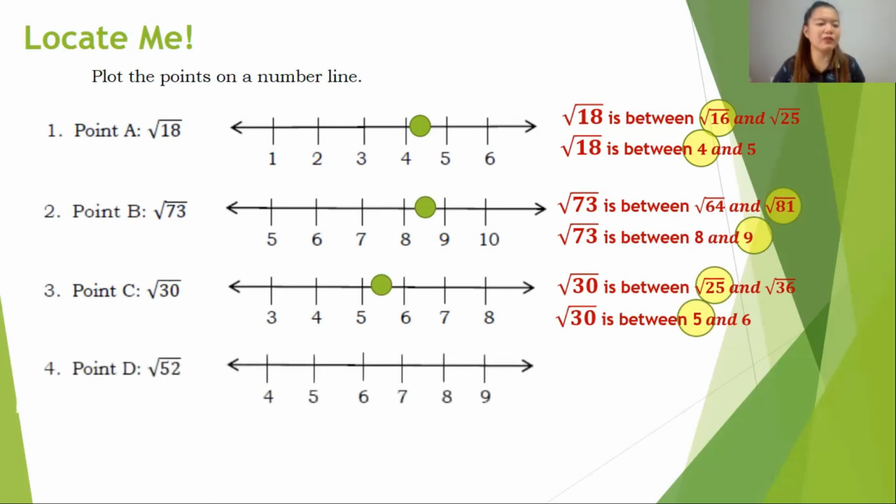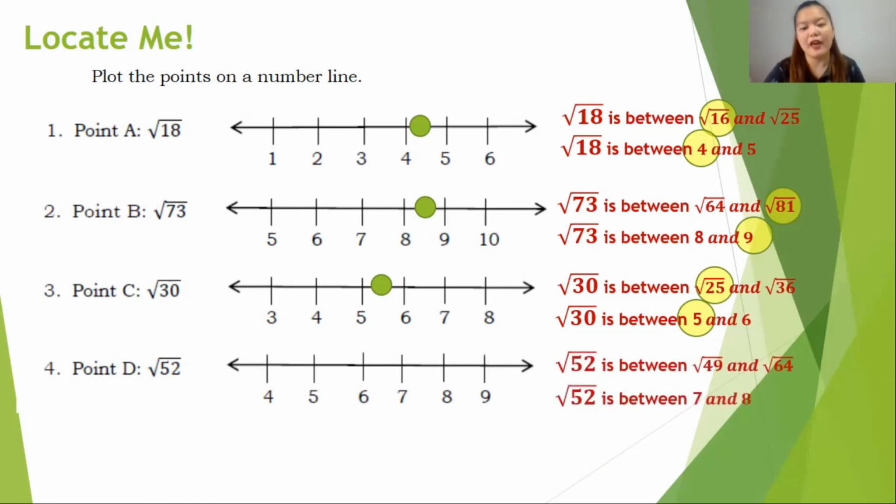And then point D is the square root of 52. The square root of 52 is between the square root of 49 and the square root of 64. And we know that the square root of 52 is between 7 and 8. And 52 is closer to 49, therefore it is closer to 7. Kaya yung plot niya, ganyan.